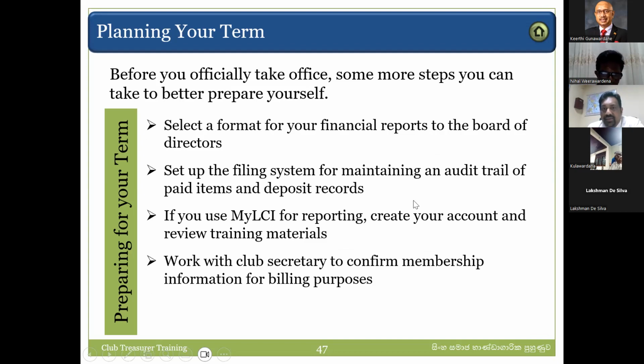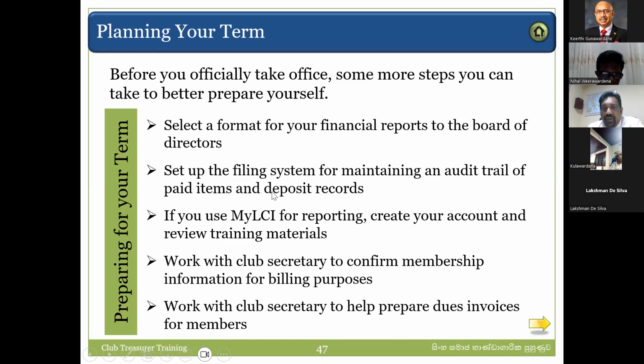Set up a filing system to maintain an audit trail of the paid items and deposit records. Also, now when you're taking over, take the last year's payments and receipts, not only the financial statement, so that you can refer to them at any time. If a question comes, you can refer to it. And also if you have to go for audit, the documents will be available with you.